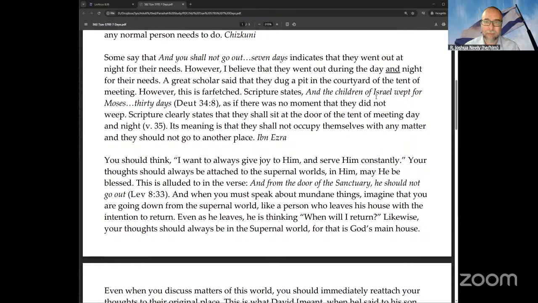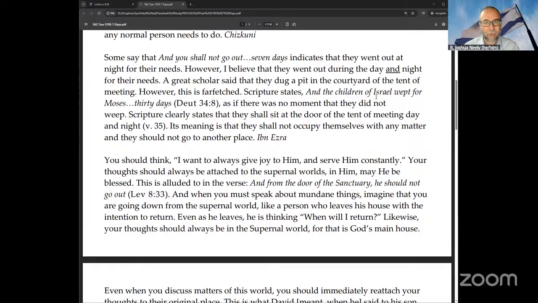However, I believe that they went out during the day and night for their needs. All right, what's the difference there? Well, it's that day and night. So rather than just saying they only went out at night because it says stay 7 days, and since days could be read to not include nighttime, maybe they went out at night to do what they needed. He is saying no. Even though it said stay there for 7 days, they could have left at any point during the day or the night in order to take care of their bodily functions.